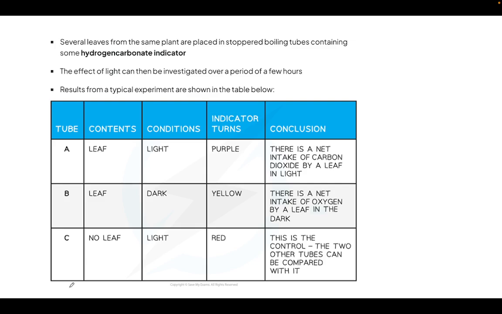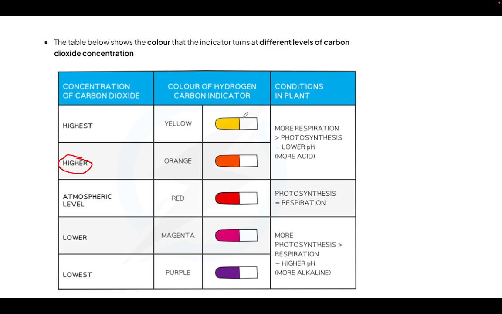I think we can see it here as well. And get to memorize the colors: yellow and purple. Mostly these are the important ones to know. If I have lower carbon dioxide, there is a lot of photosynthesis, and the place is more alkaline.